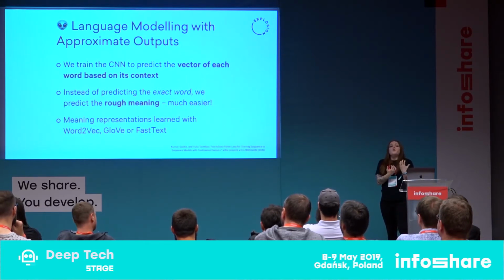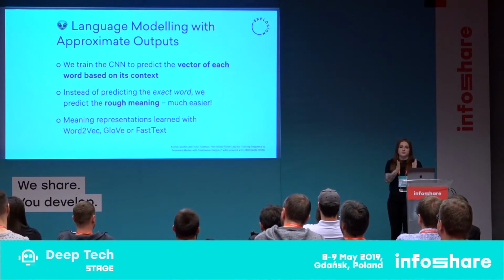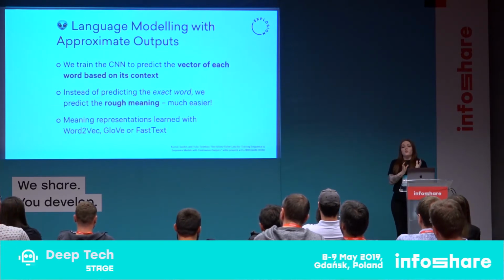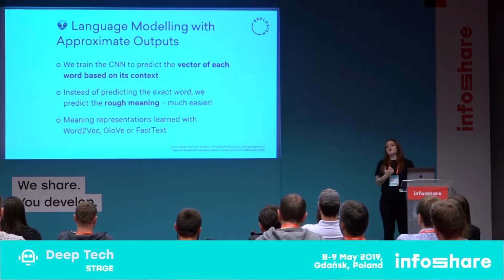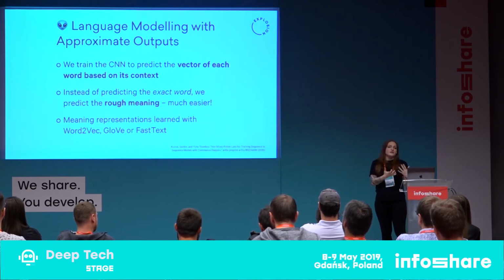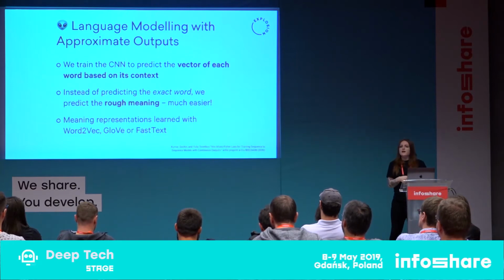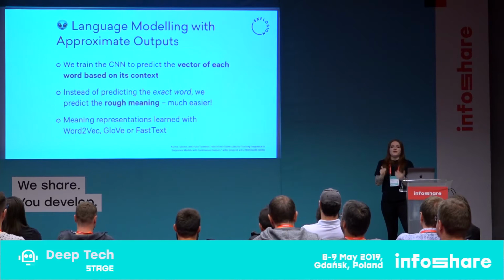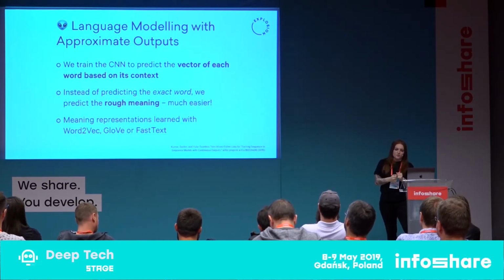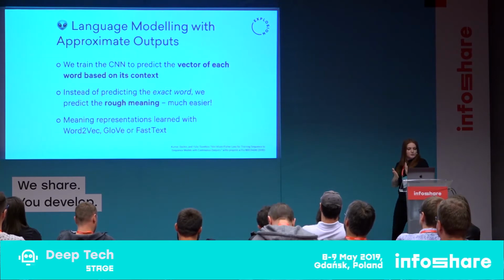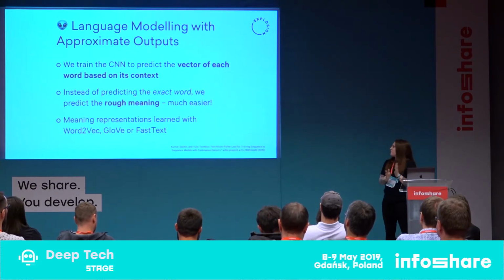Which is, of course, more of a rough meaning representation. It's not as precise, but it still works just as well, and it's much easier, much smaller, and we can take advantage of word vectors that we already have. For example, using an algorithm like word2vec or a library like Gensim, it's actually pretty easy. Take your raw text, train word vectors, and then we're predicting the vector of the next word instead of the actual word.